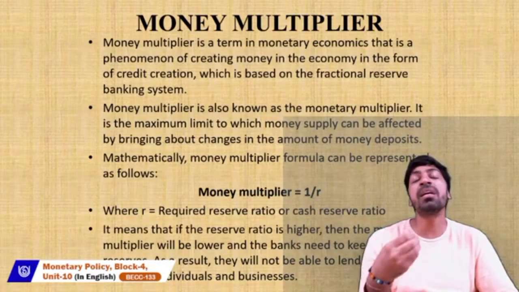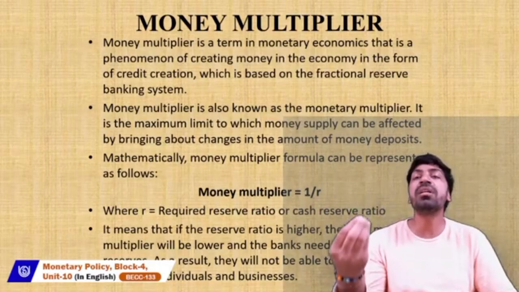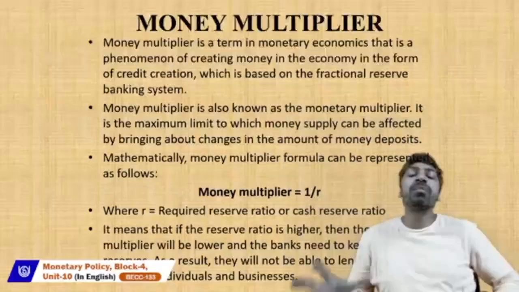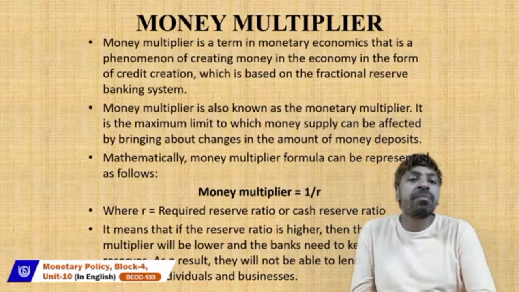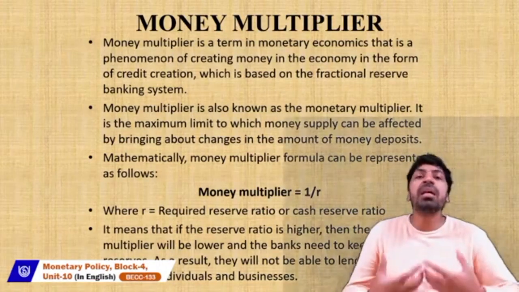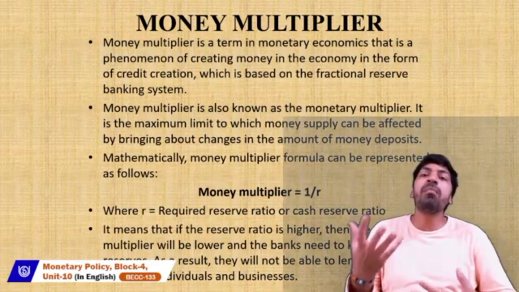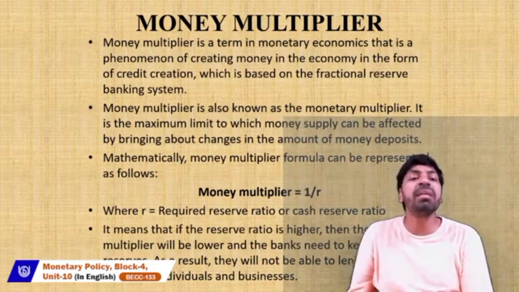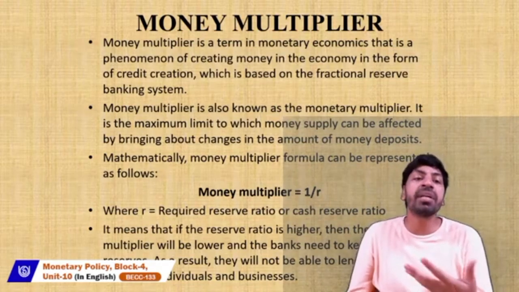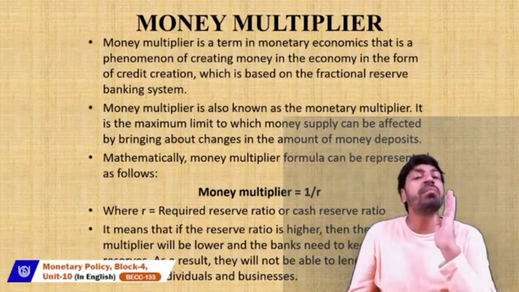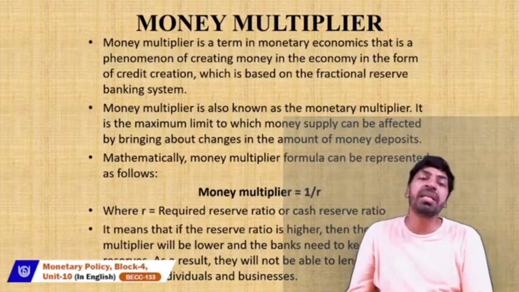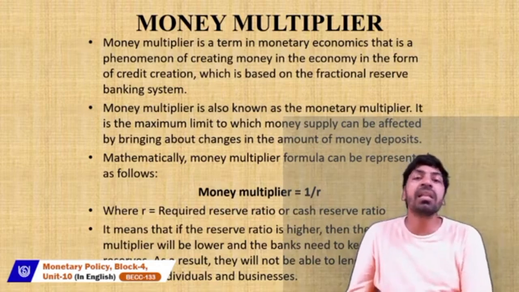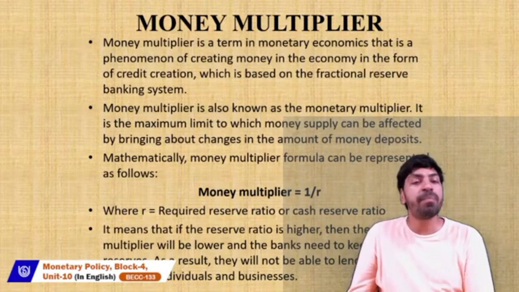In other words, it uses the fractional reserve banking system. The banks hold a portion of the money with the RBI, and through this the money could be created in the form of credit creation. That process is exactly called the money multiplier. In other words, as I already explained, it also refers to the maximum limit by which the money supply could be affected if there are any changes in the money deposits with the banks.